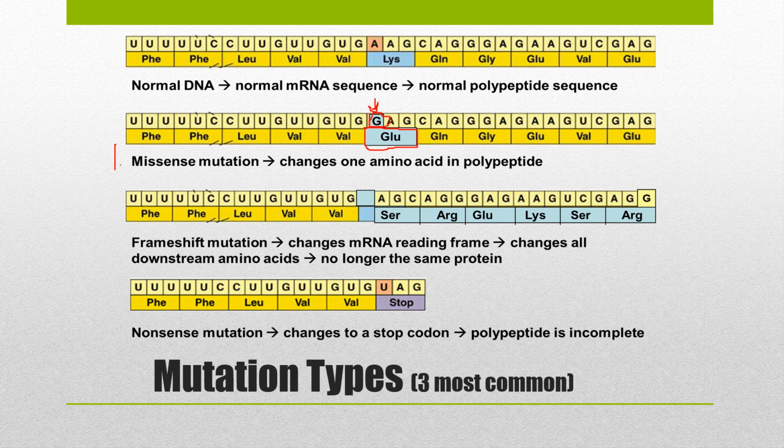with those 64 combinations of those codons. Maybe that doesn't change the amino acid. In this case, yes, we are seeing that it does change the amino acid, but maybe in a different mutation, not this one, it doesn't. But in this case, it is. That is a missense. It just changes one amino acid.